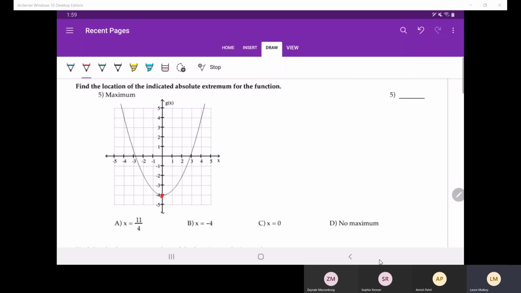You have a point right here where it changes direction, but this is an absolute min. Because that's a min and we're looking for a maximum, we have no maximum because both of these go all the way up to infinity.